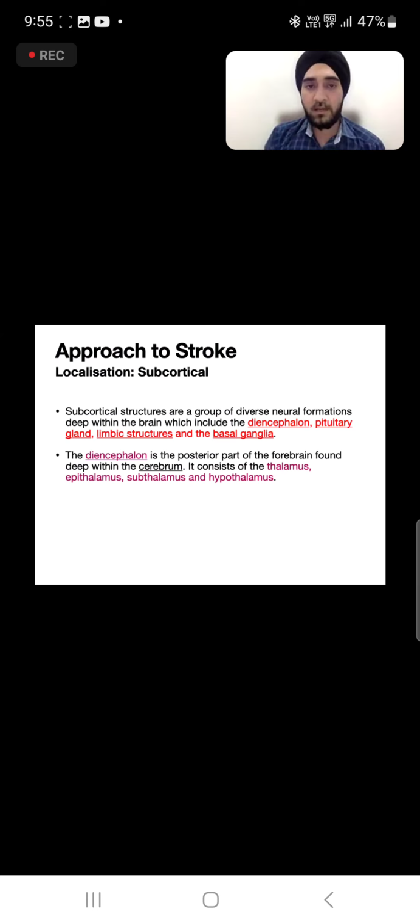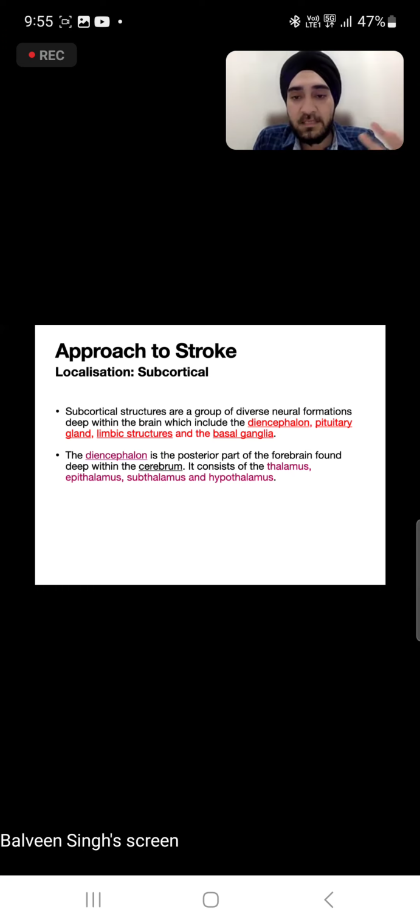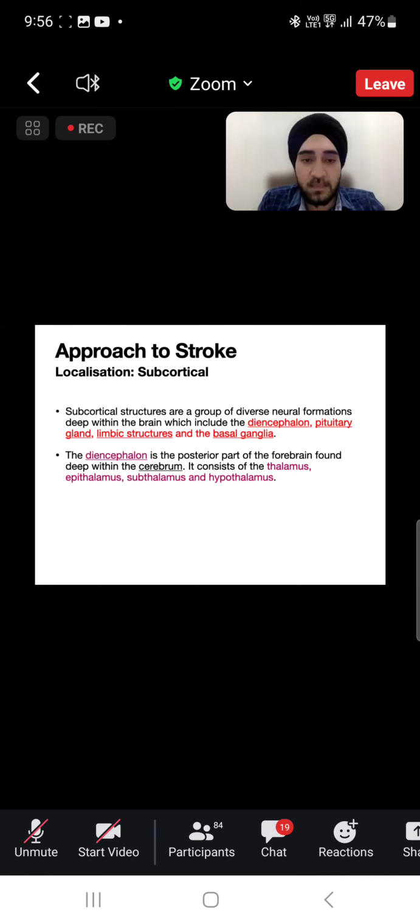Now comes the subcortical part. Now, the first question is what all structures are involved? What is exactly subcortex? So, subcortical structures are a group of diverse neural formations. They are deep within the brain, and they include diencephalon, pituitary gland, limbic structures, and the basal ganglia. Now, diencephalon is the posterior part of the forebrain. It is found deep within the cerebrum and it consists of thalamus, epithalamus, subthalamus, hypothalamus: thalamus, epi, sub, and hypo.